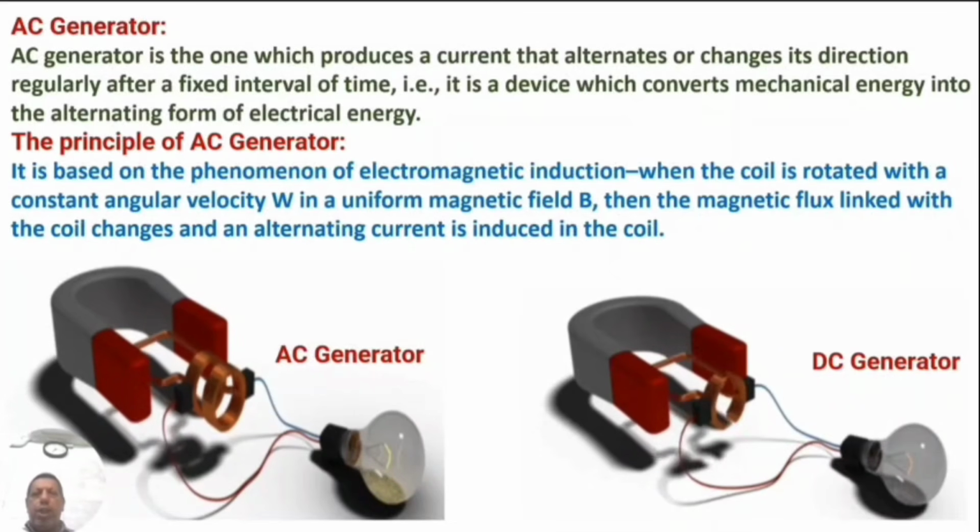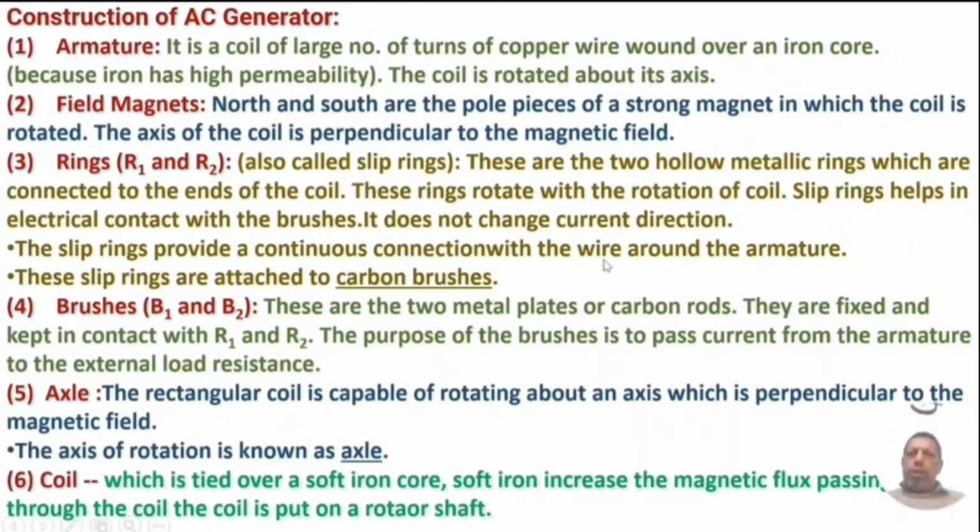AC generator is the one which produces a current that alternates or changes its direction regularly after a fixed interval of time. That is, it is a device which converts mechanical energy into an alternating form of electrical energy. The principle of the AC generator is based on electromagnetic induction. When a coil is rotated with a constant angular velocity omega in a magnetic field B, the magnetic flux linked with the coil changes and an alternating current is induced in it.